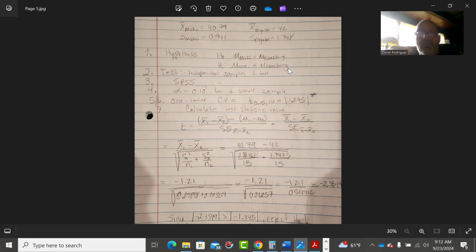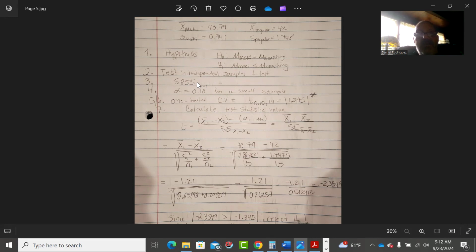You get more power when you do a one tail versus two tail. So if you can do a one tail, it's better. So that's the way I look at it. Sometimes you can't do that, like you don't really know. So then you do the two tail. We used an independent samples t-test.